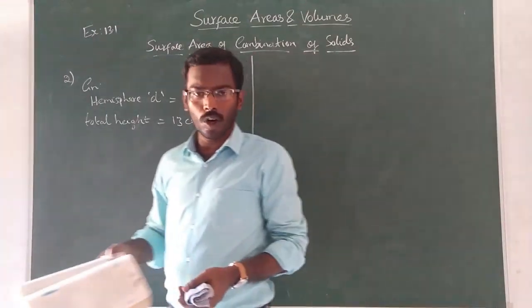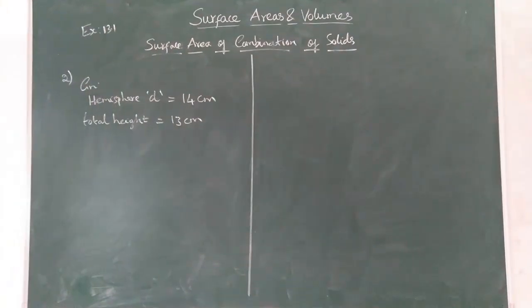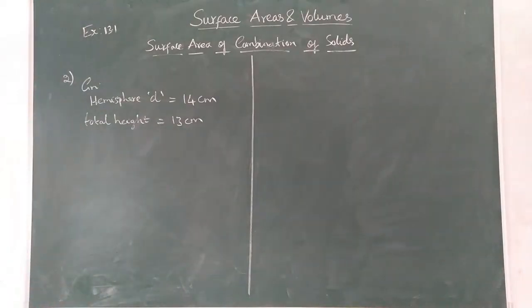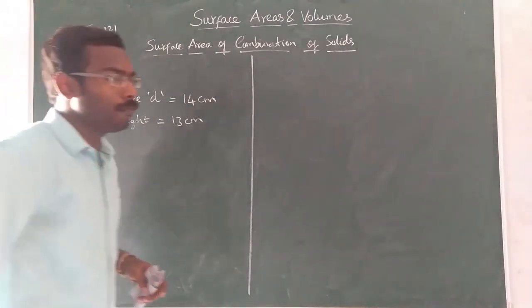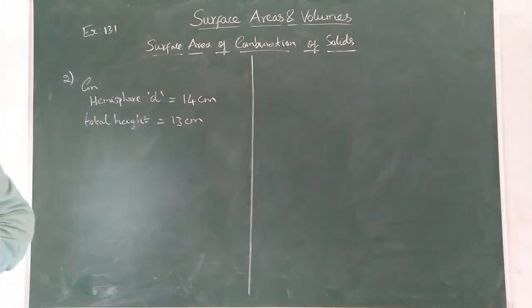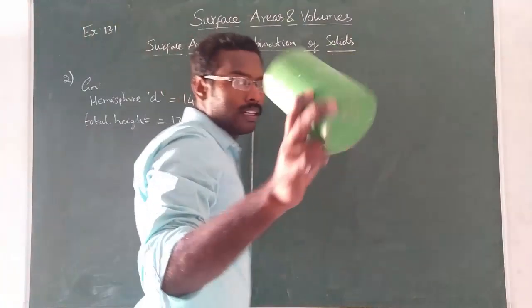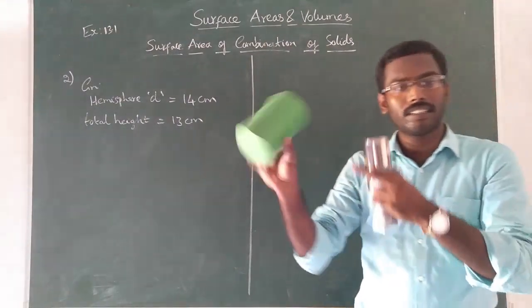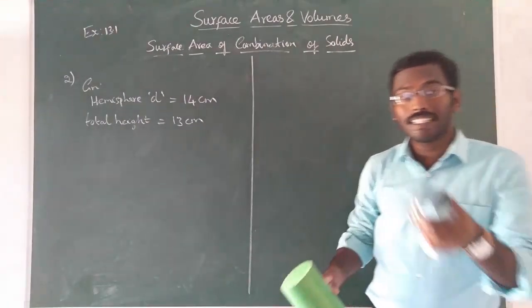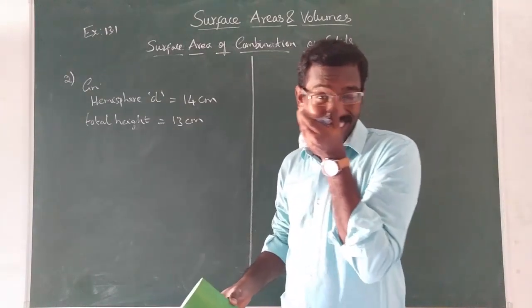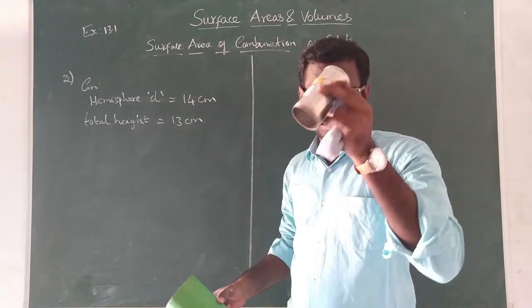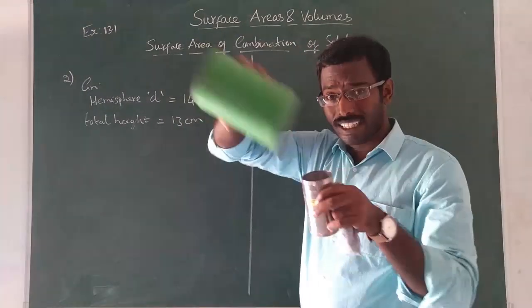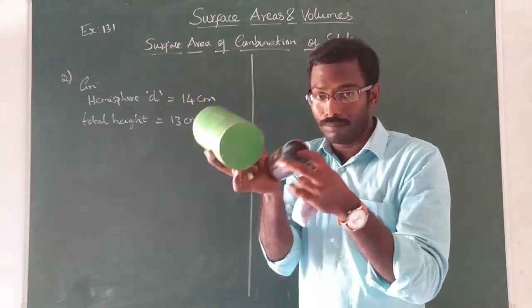First we should know what is a hollow cylinder and what is a hollow hemisphere. Normally a cylinder, you know, a normal cylinder, is fully covered everywhere. But this is a hollow cylinder. Hollow cylinder means inside nothing will be there. A big empty space will be there.